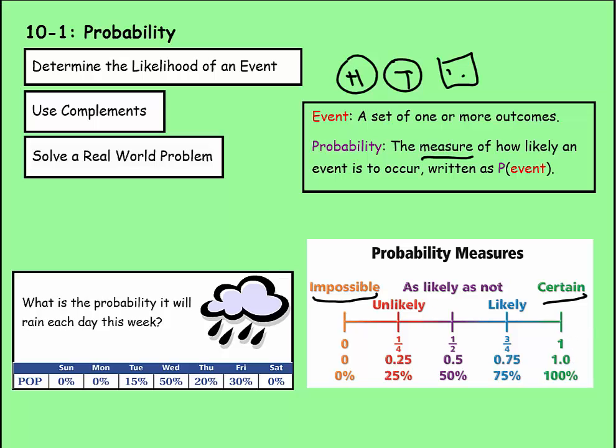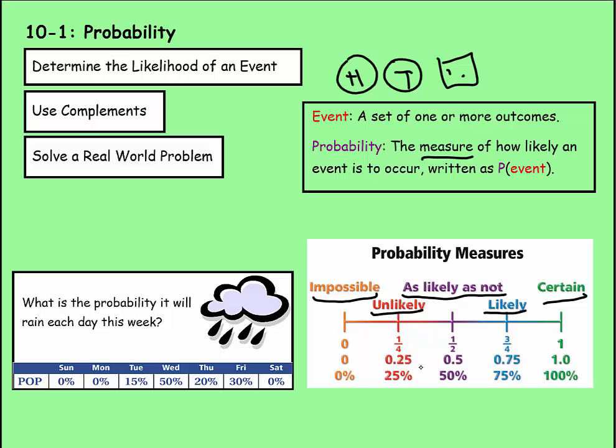Working our way towards the middle, you can have a percentage such as 25%, which is closer to 0% than 100%. That means it's more likely not going to happen than it would happen, and we can call that unlikely. Likely, on the other hand, is closer to 100% than 0%. That's why it's more likely to happen than not happen. And then in the middle here we have as likely as not, because it's just as far away from 100% as it is 0%.